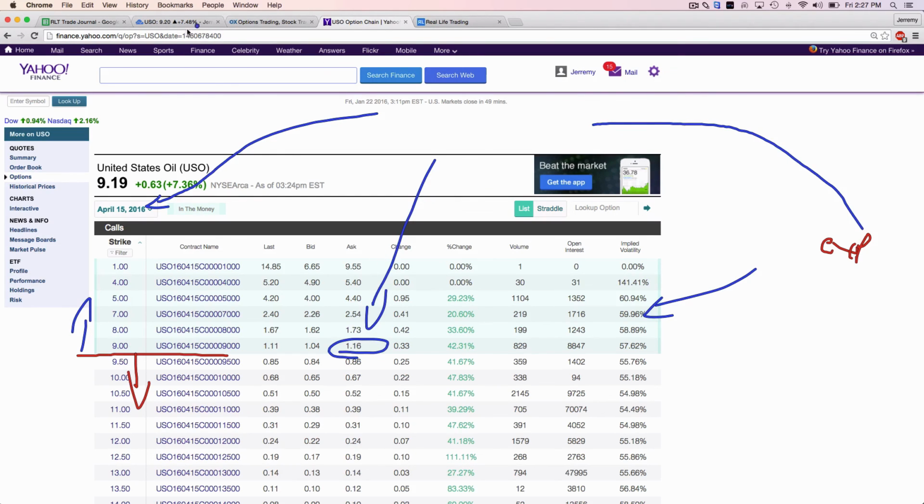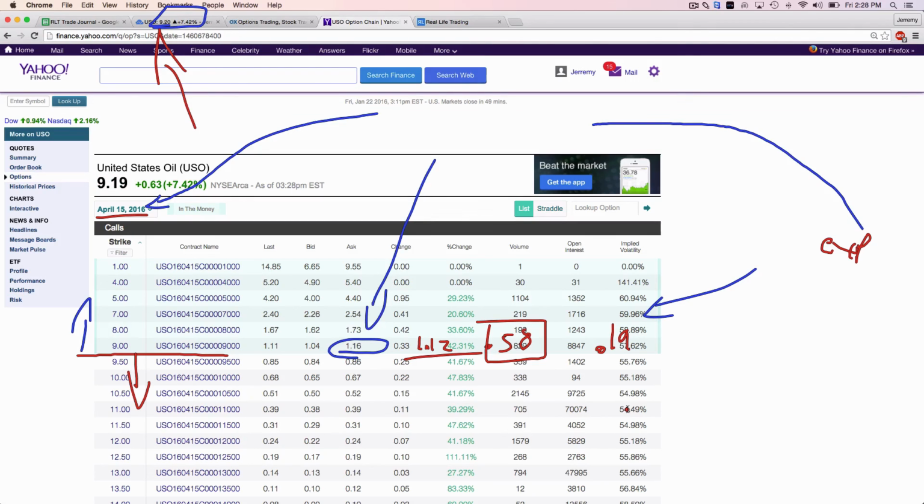So let's say that USO doesn't move at all. It stays at $9.20 for the next month. This option would be about $1.12. It wouldn't change very much between here and February. Okay, so let's say USO stays $9.12 coming into March. That option would probably be worth about 58 cents come March. Then let's say it's April 14th and USO is still at $9.20. The $9 option would be worth about 19 cents. So you can see that the option value does decrease quite significantly.